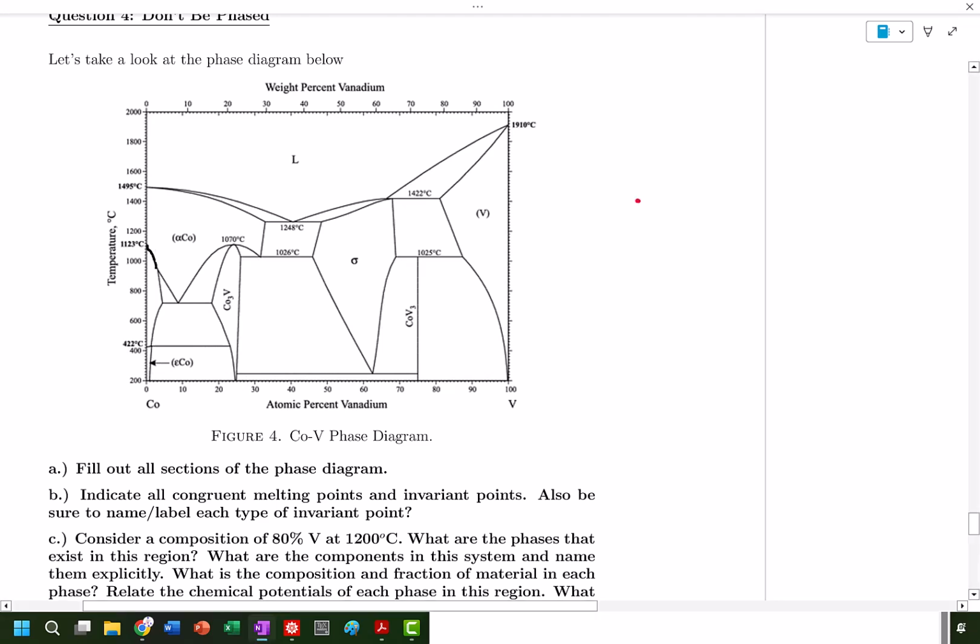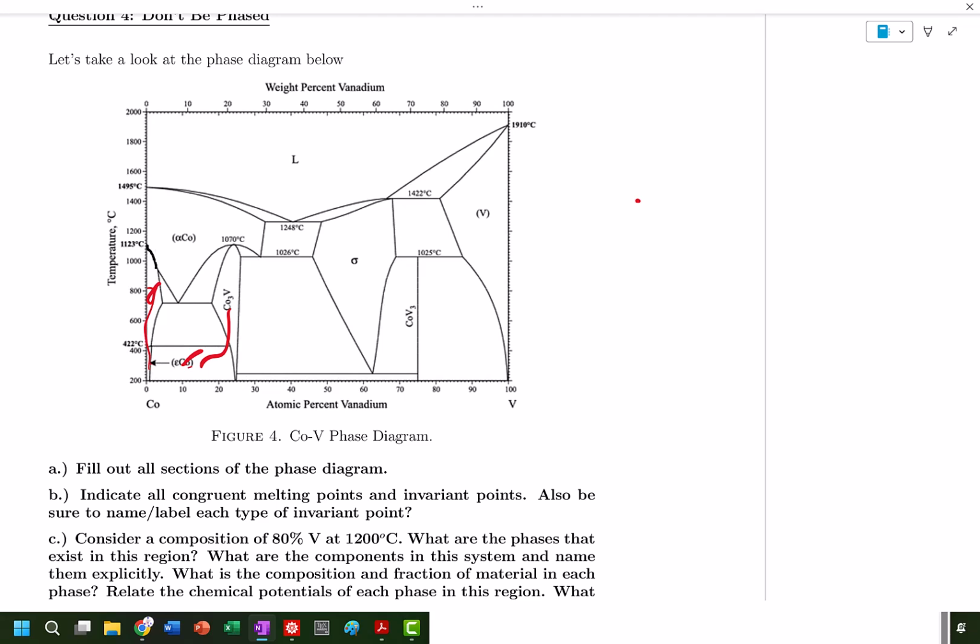Hi everyone, we are back and we are on our last problem, our phase diagram. So let's fill out all the sections of the phase diagram. We have a solid phase here that also looks like it goes through another solid phase. Basically a little transition here, but I think we'll just call this a full solid. So anyways, this is going to be this solid plus this solid. This, I think we actually have to add a little bit. We're going to call this actually a gamma phase. We'll kind of put that in there.